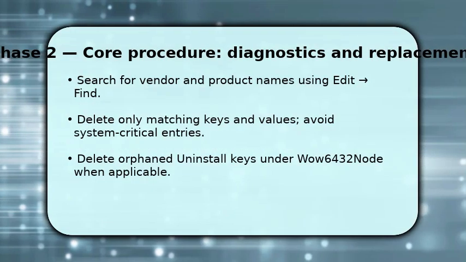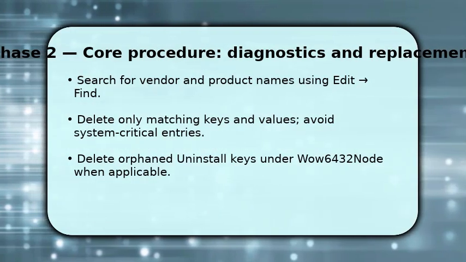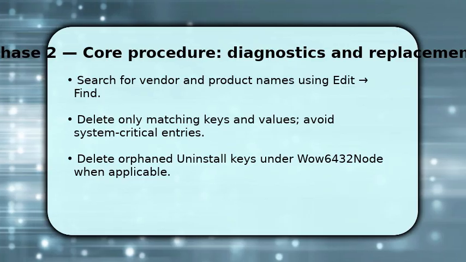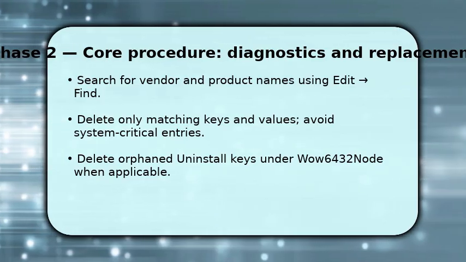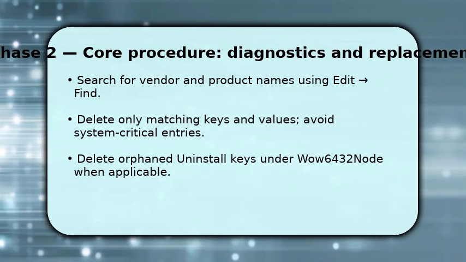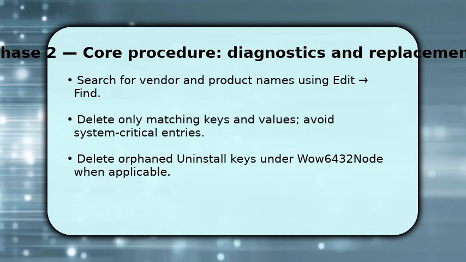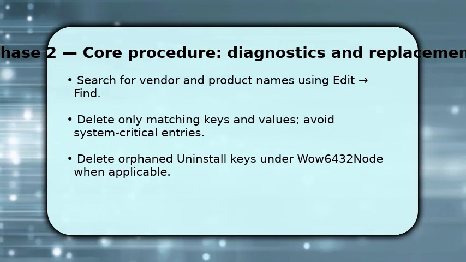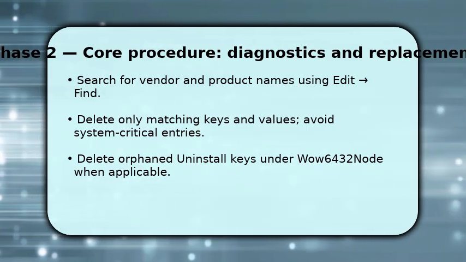Now you search for the app by vendor or product name using Edit, Find that targets relevant keys. Once found, review key contents. Values like install location or uninstall string confirm it's the right entry. Delete keys only when sure by right-clicking and choosing Delete.